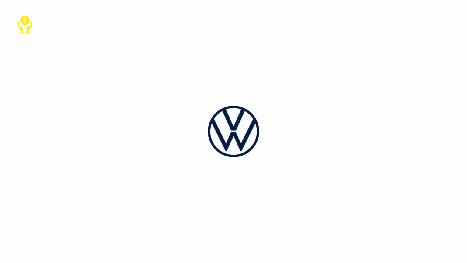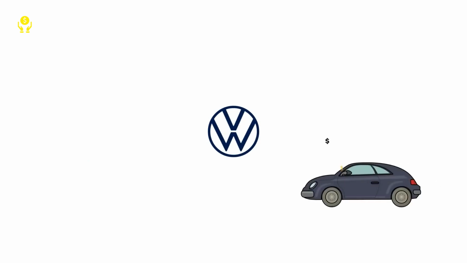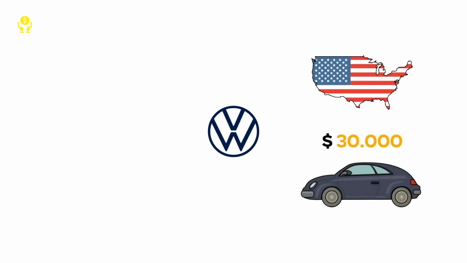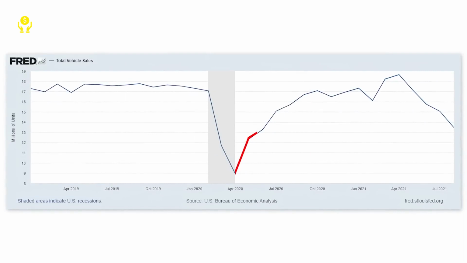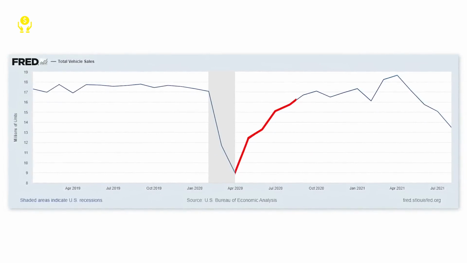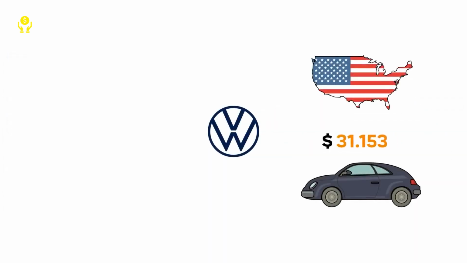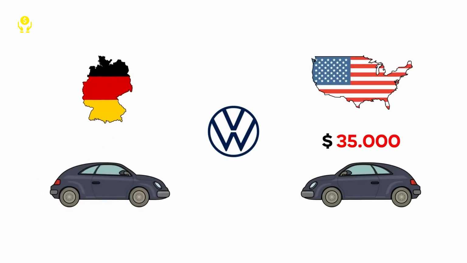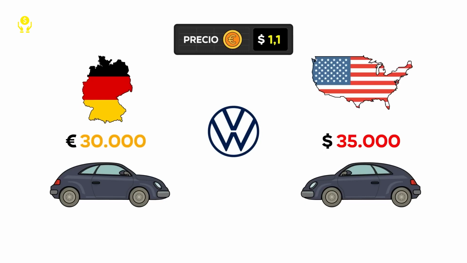Let's assume Volkswagen, a German company, sells a car model for $30,000 in the United States. When the demand for cars increases due to quantitative easing, the company decides to raise its prices and start charging $35,000 for that model. However, at the same time, they sell the same model in Germany for 30,000 euros, which, considering the exchange rate of €1 to approximately $1.10, amounts to around $33,000.